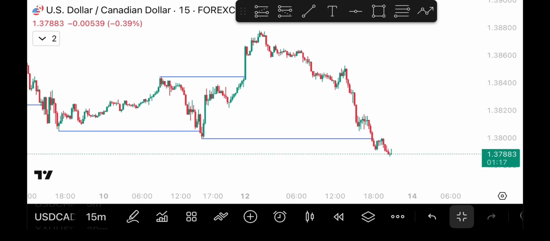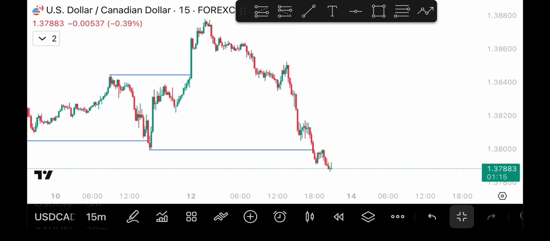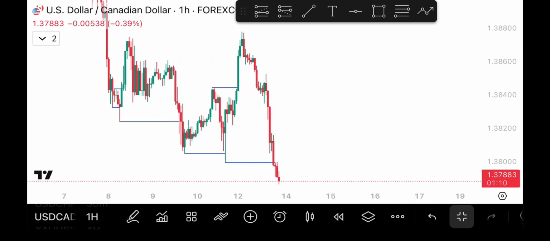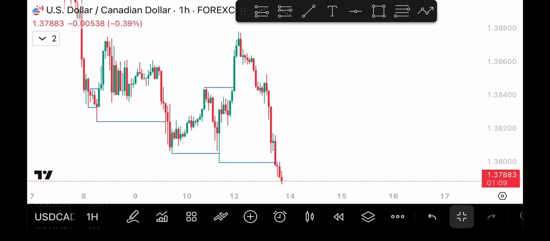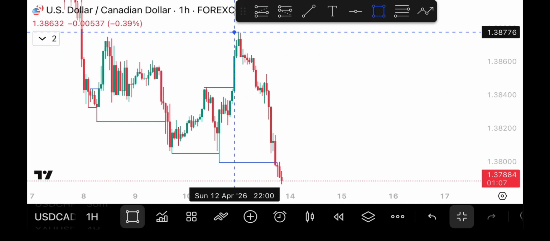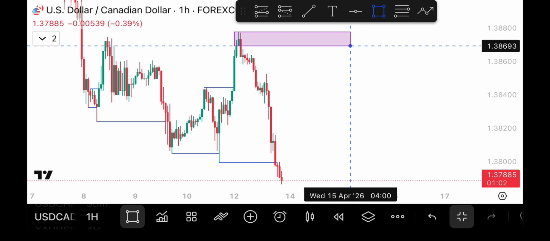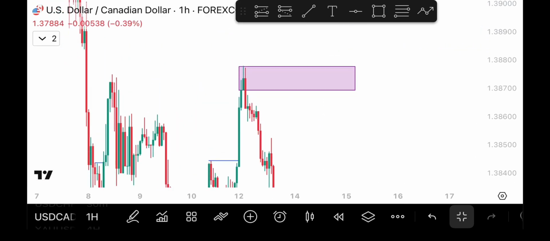So after marking out market structure, what we are looking for next is our POI. We need to know where price is likely to retrace into and give us the next move, because after every BOS there is a retracement. After every BOS there needs to be a retracement.